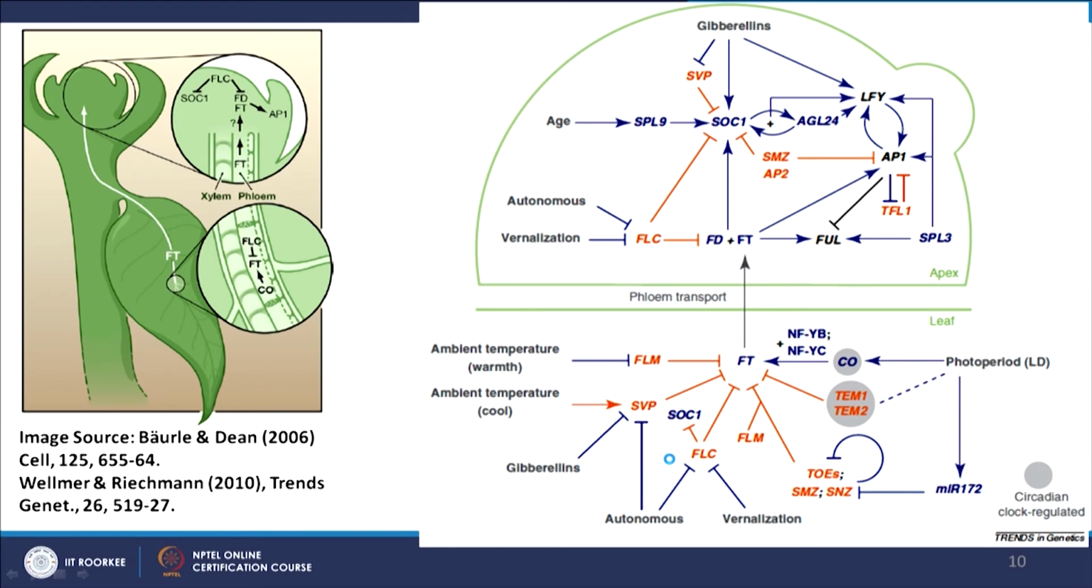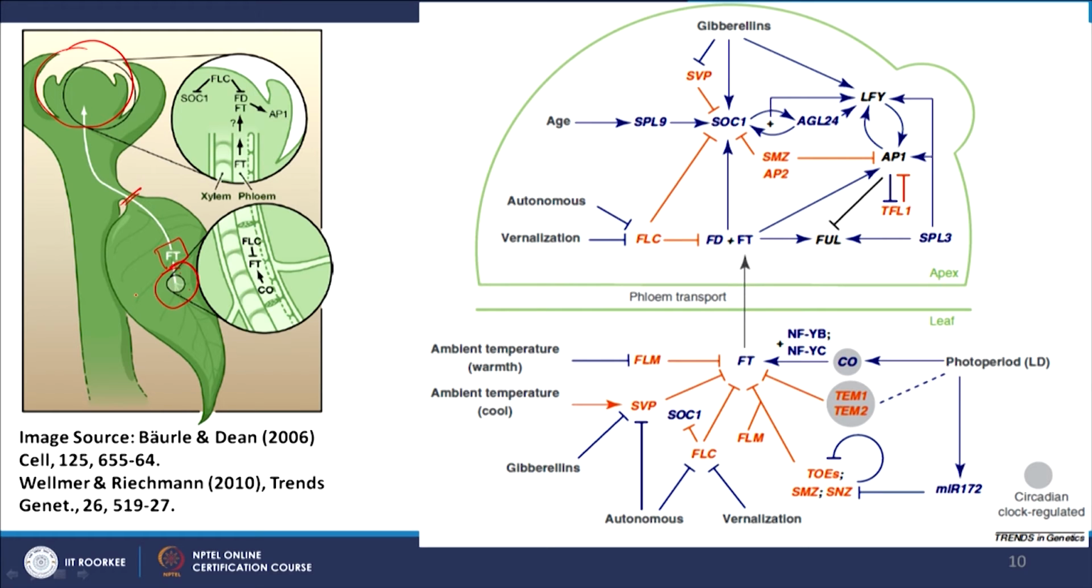So, if you look at this transition process, how does it occur? Another important thing to mention here is that most of the signals are received in the leaf, and the transition to flowering, or the decision to change the meristem fate, occurs at the apex. The question is how the signal received in the leaves gets communicated to the apex. There is long distance signaling involved here, and one important molecule is FT, which is a mobile flowering signal. FT can move from leaf to the apex.